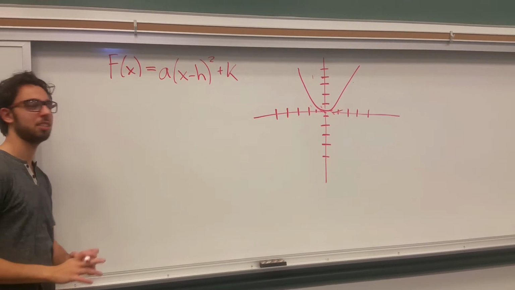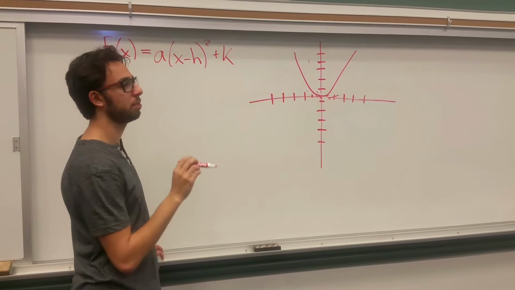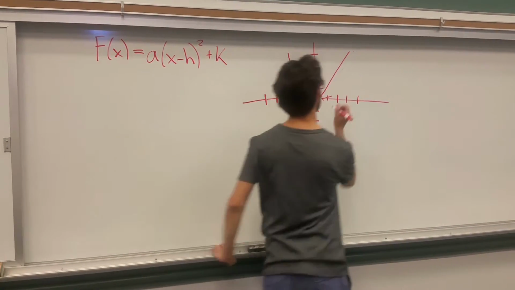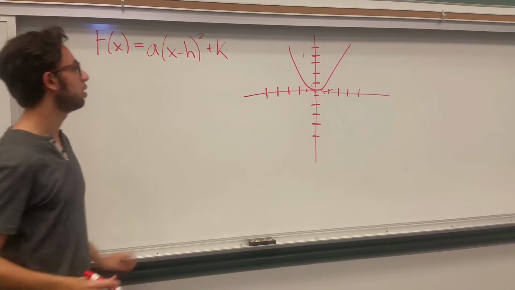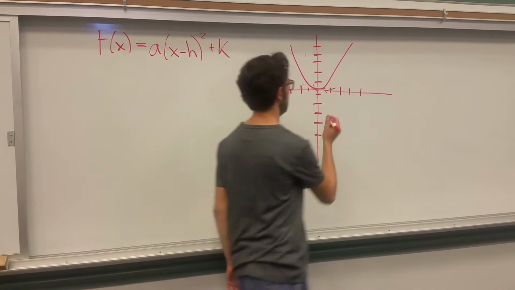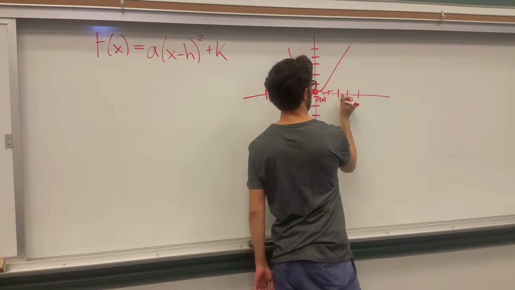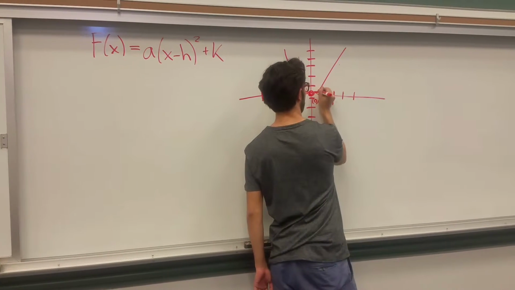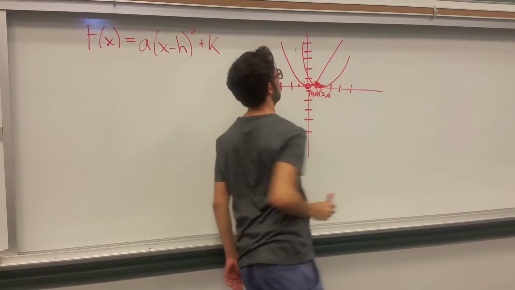H, on the other hand, leads to a shift in the parabola to the left or the right. So when h is positive, then the parabola shifts to the right. So let's say h equals 2. You have to move the parabola 2 spots to the right. So instead of the vertex being on (0, 0), the vertex would be on (2, 0). You'd move it to the right, and this would be the new parabola.